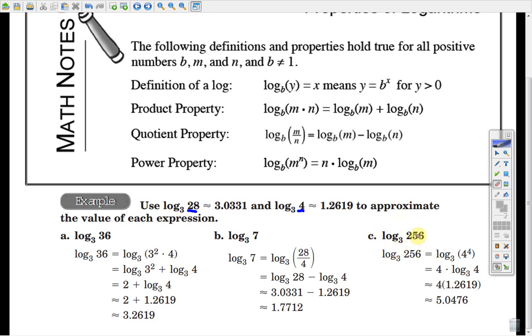And finally, log base 3 of 256. Sometimes it's helpful to do a little factor tree with those. If you factor 256, that's going to be 16 times 16, and each of those would be 4 times 4. So 4 to the 4th power gives you 256. So this is the same thing as log base 3 of 4 to the 4th, or 4 times log base 3 of 4, which comes out to 5.0476.